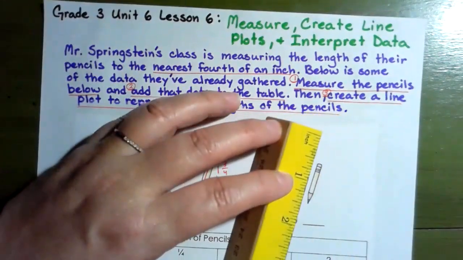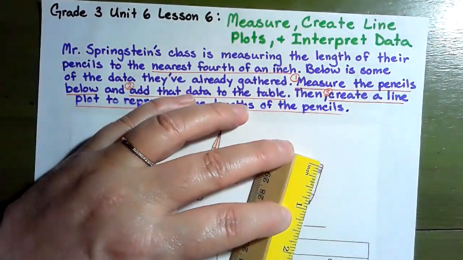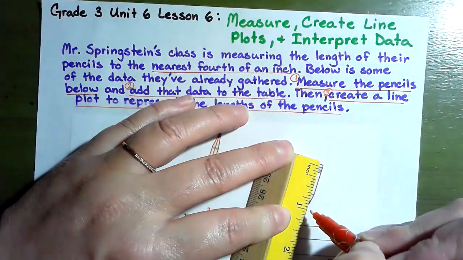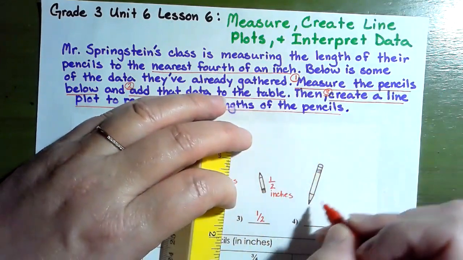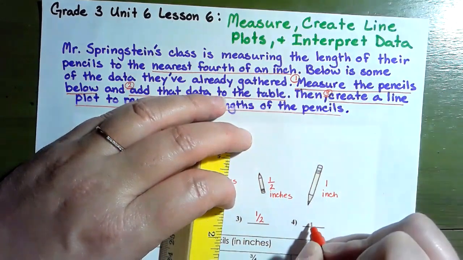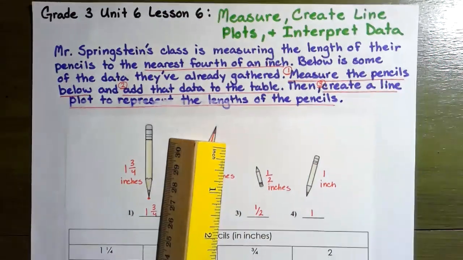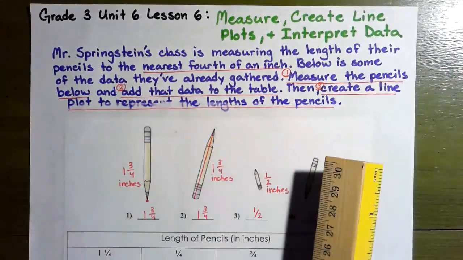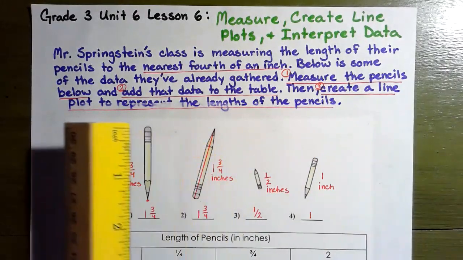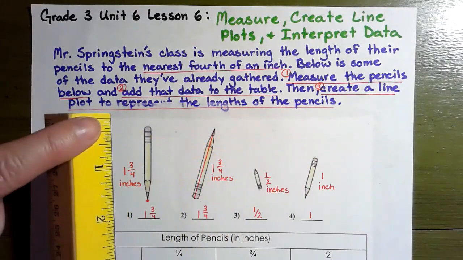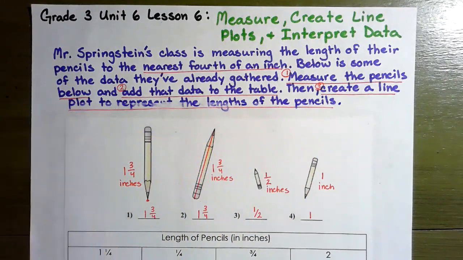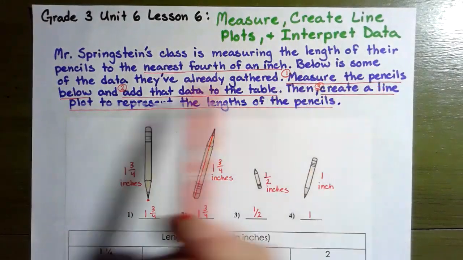My last pencil, again measuring very carefully and looking to see that this is close to 1 inch. So we're going to mark this as 1 inch. If you are measuring with a ruler on your Nearpod, the size of your pencils may vary. So be sure that you're measuring precisely using your quarter inch intervals on your ruler. So that is the first task, to measure the pencils below.